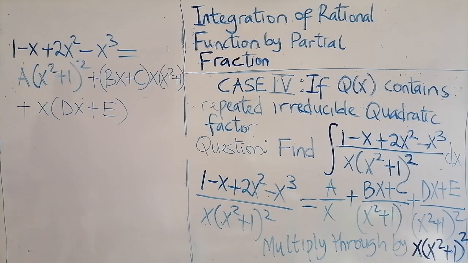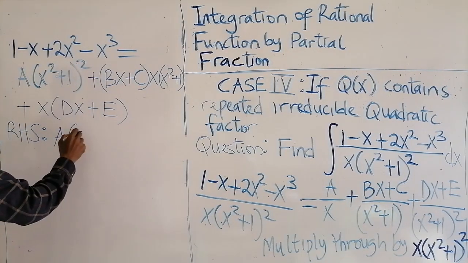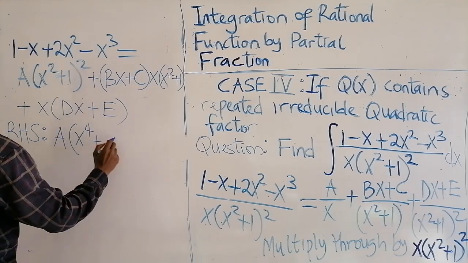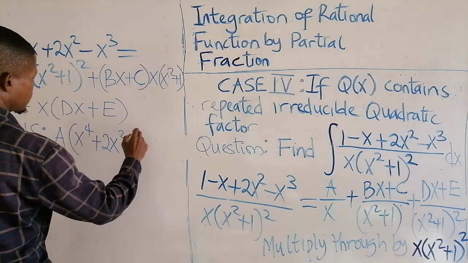What we need to do now, substitution will not help. It will not work here in this case, and it's going to waste our time. We're going to expand and equate our coefficients. Let's have the right hand side. That will be equal to A times x squared plus 1 squared. It's going to give you x to the power 4 plus x squared times 2, then plus 1 squared. So that one is done.